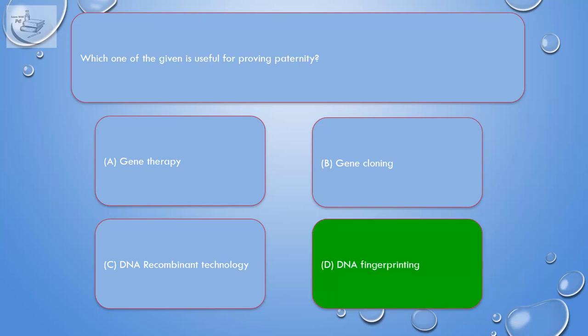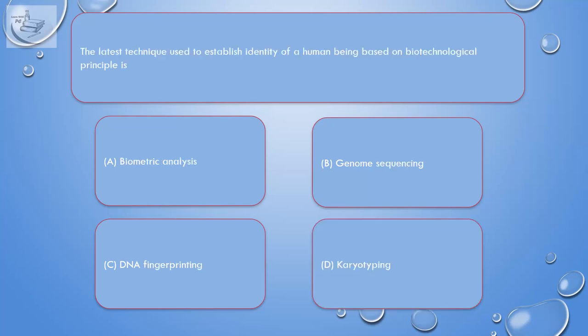Correct answer is D. DNA fingerprinting. Question: The latest technique used to establish identity of a human being based on biotechnological principle is A. Biometric analysis. B. Genome sequencing. C. DNA fingerprinting. D. Karyotyping.